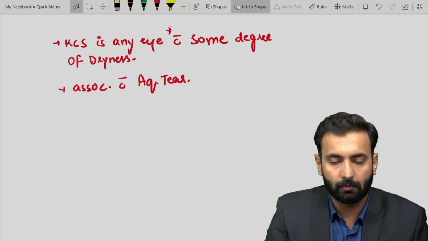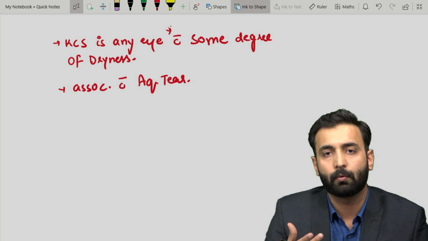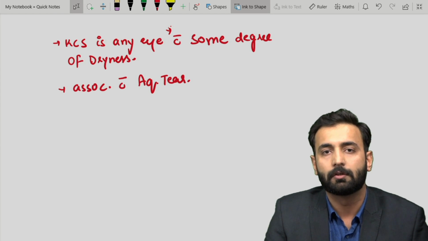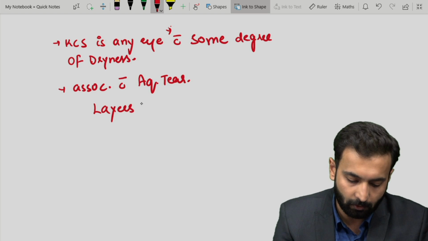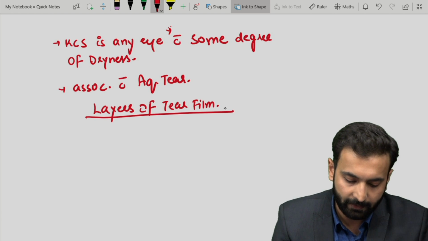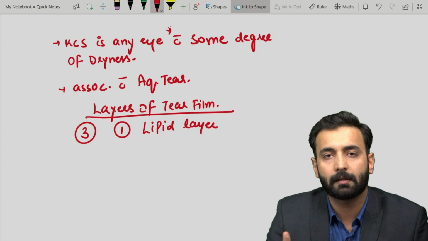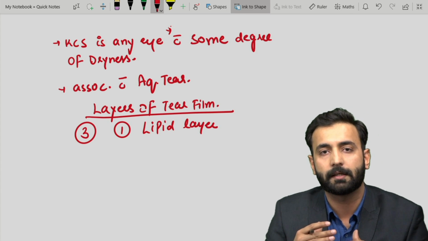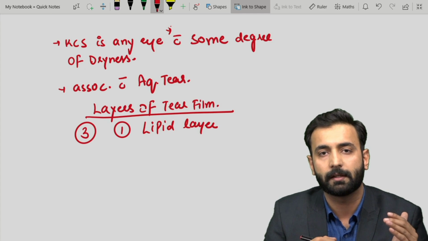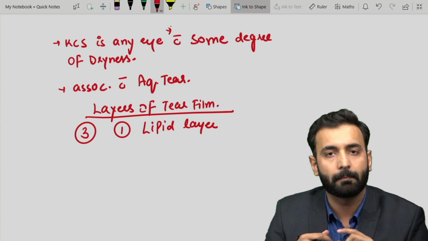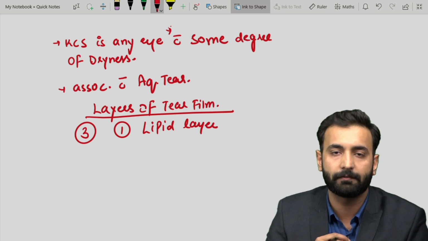To go further we should know where this aqueous comes from. So you should know the layers of tear film. As you all know there are three layers of tear film. The first and the outermost one is the lipid layer, the middle layer is the aqueous layer, and the innermost layer is the mucin layer. Mnemonic is LAM. The aqueous is the thickest layer of the tear film.